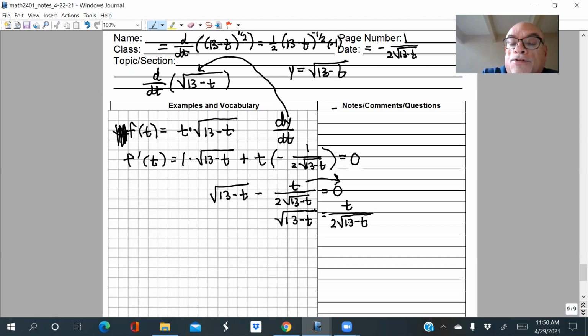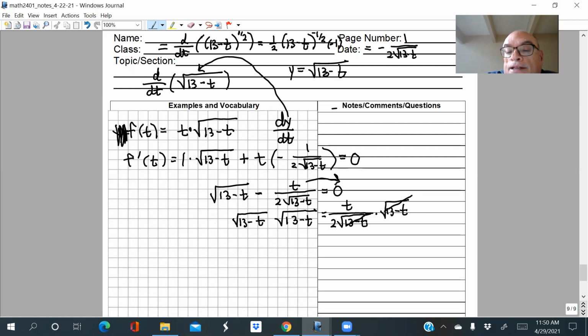I'm going to multiply both sides by the square root of 13 minus t. That's kind of equivalent to, not quite the same, but kind of equivalent to squaring both sides. So I'm going to multiply both sides by the same quantity. Remember, you can multiply both sides of an equation by the same quantity as long as it's not 0. The reason I did that is because I looked ahead and saw something good's going to happen.